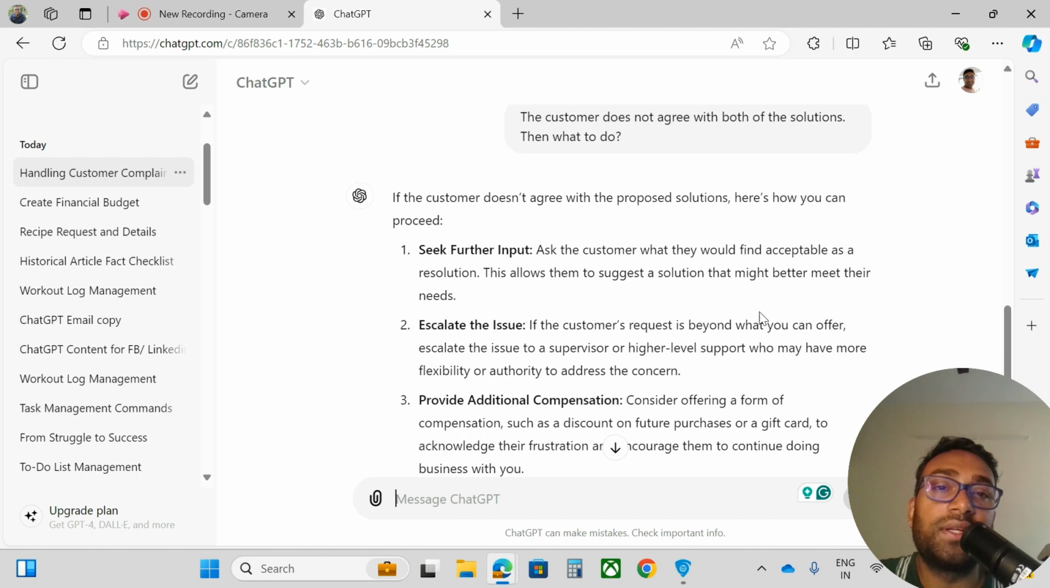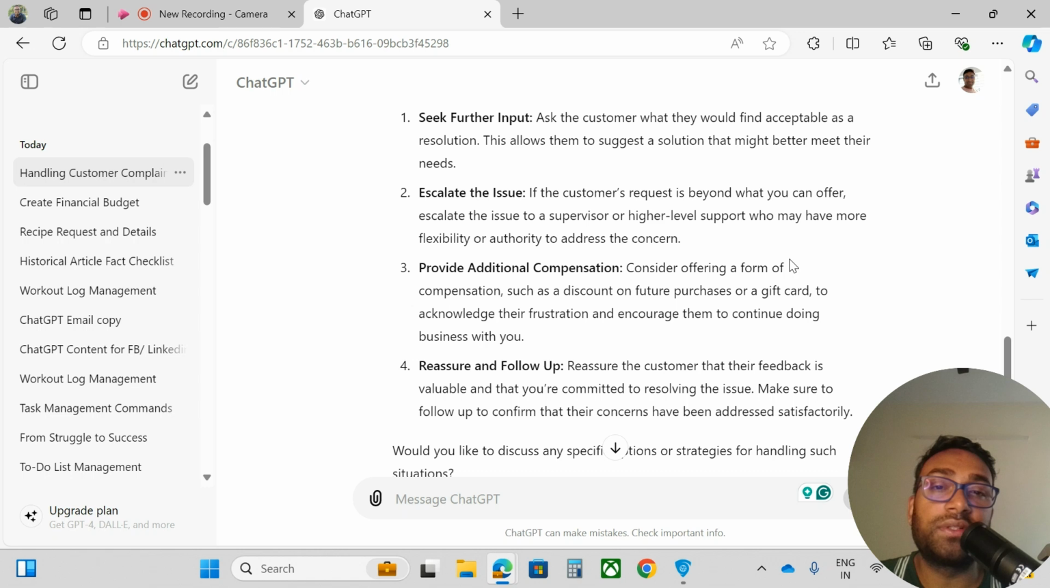If the customer doesn't agree with the proposed solution, here is how you can proceed. Seek further input: ask the customer what they would find acceptable as a resolution. This allows them to suggest a solution that might better meet their needs. Escalate the issue if the customer's request is beyond what you can offer, to your supervisor or higher level support, who may have more flexibility or authority to address the concern.